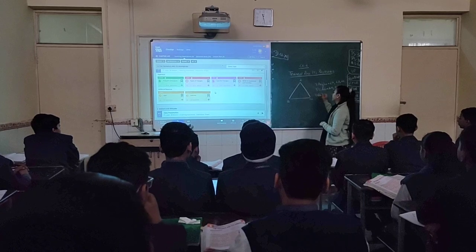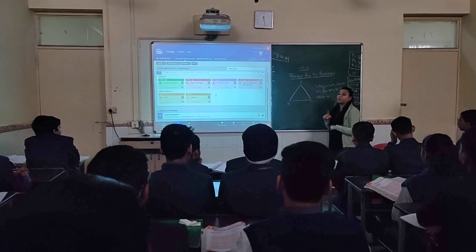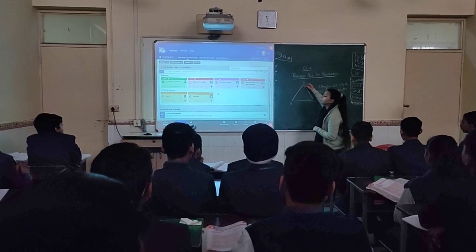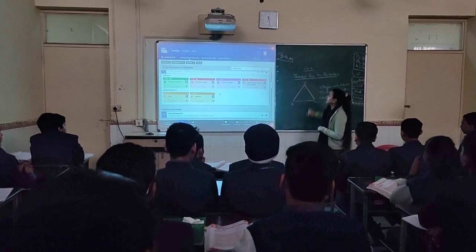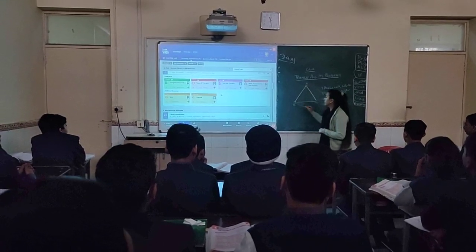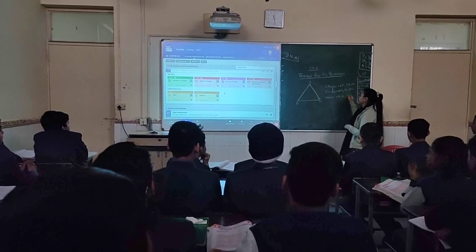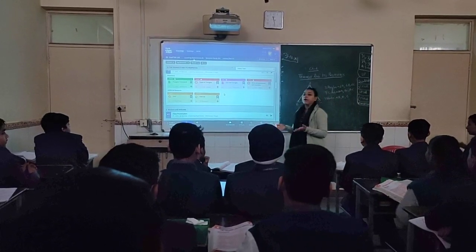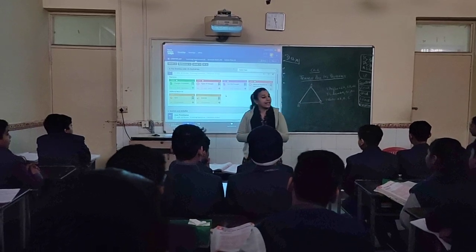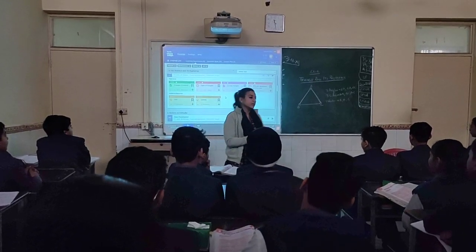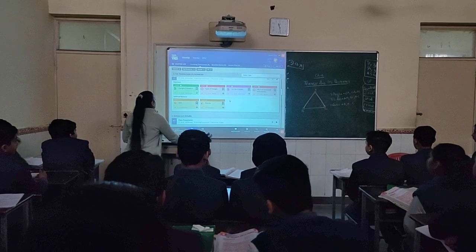It has three vertex. Three vertex means the corner points. What are the corner points? जहाँ पे दो line segment meet हो रही है. This is the vertex. This is the vertex and this is the vertex. So A, B, C. A, B, C are called vertices of a triangle. Clear है सबको? Yes, ma'am. चलो now let's see the video.